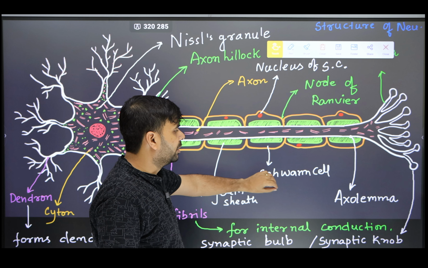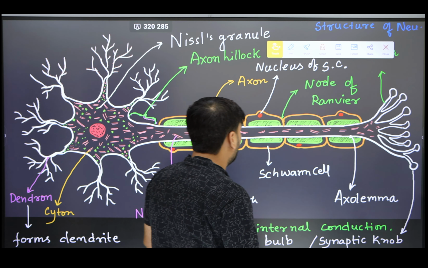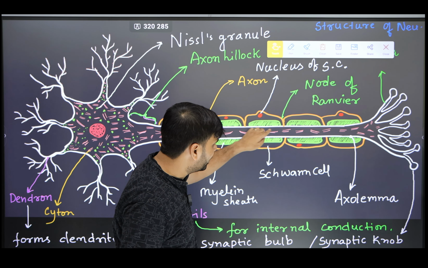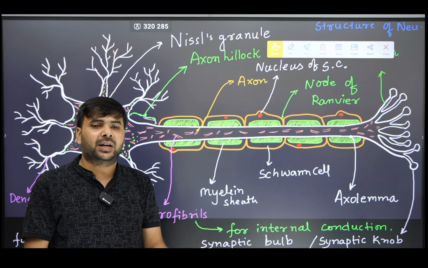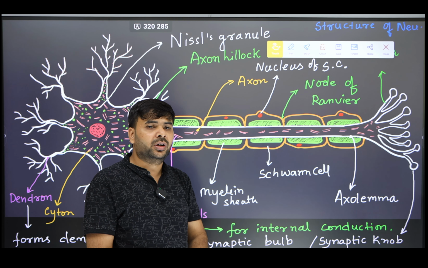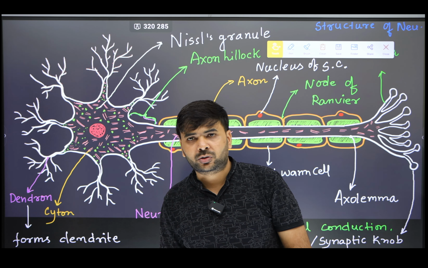And then one last point we are going to discuss here is exolemma. Exolemma is this white membrane of the axon. The axon plasma membrane is known as exolemma. Okay, students, hope you understood this.